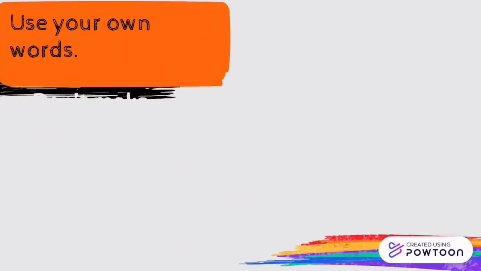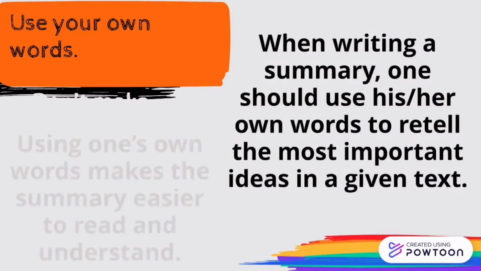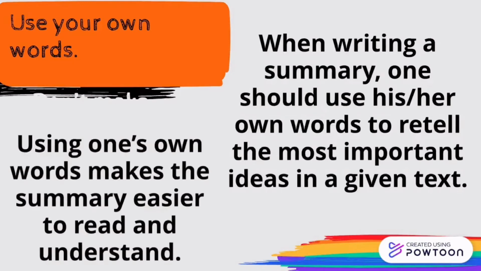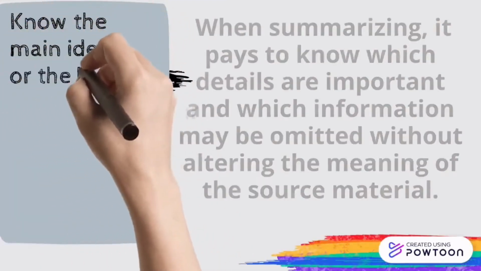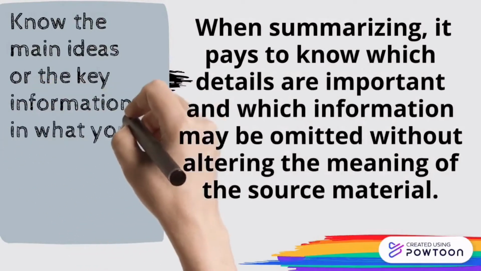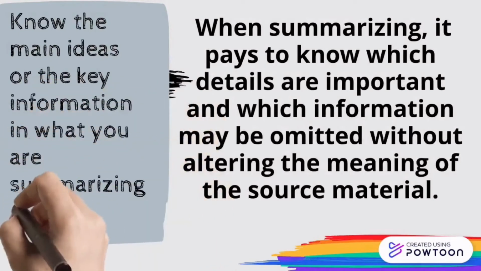Third, use your own words. In writing a summary, one should use his or her own words to retell the most important ideas in a given text. Using one's own words makes the summary easier to read and understand. Fourth, know the main ideas or the key information in what you are summarizing. In summarizing, it pays to know which details are important and which information may be omitted without altering the meaning of the source material. Fifth, keep the objectivity.